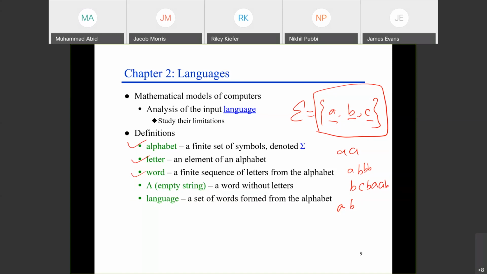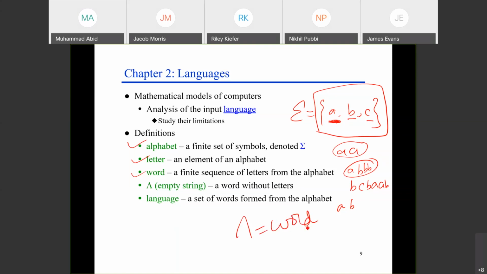Okay. Then we have this lambda, which is called an empty string. So a word without letters. So lambda is not a letter. It's an empty string. It is a word. Okay. So now, if you combine these letters, you will make a word. This is your word. This is your word. Now, lambda is also your word.